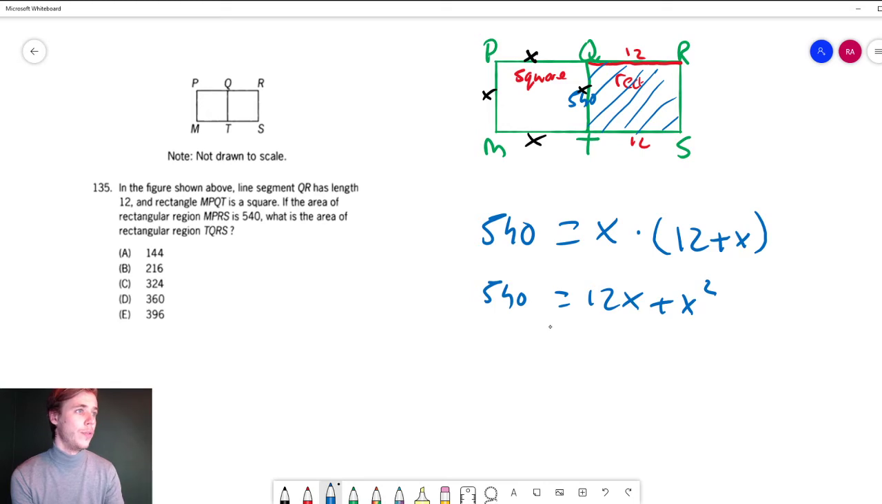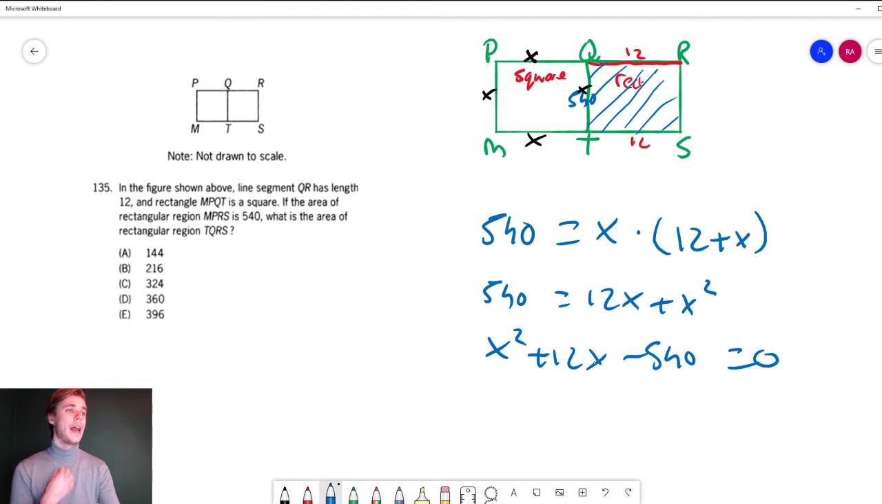Okay, let's reformulate that. So we get x squared plus 12x minus 540 is 0. And now I have a quadratic equation. So if I want to, I can solve it. So we have to factorize. We need two numbers that multiplied give minus 540, and if we add them, it's plus 12.